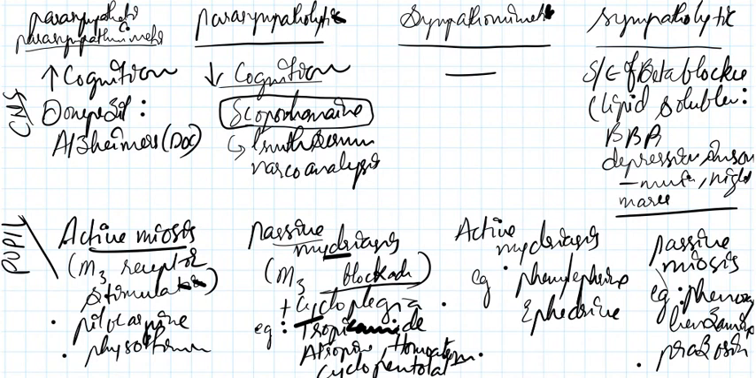Now some of the students may have a doubt, like, sir, what is meant by passive miosis, passive mydriasis, active mydriasis? I will just explain it in short. After that you can discuss it further. Sorry, my drawing is not good, but still I will make some arrangements for this. We'll take a circle.